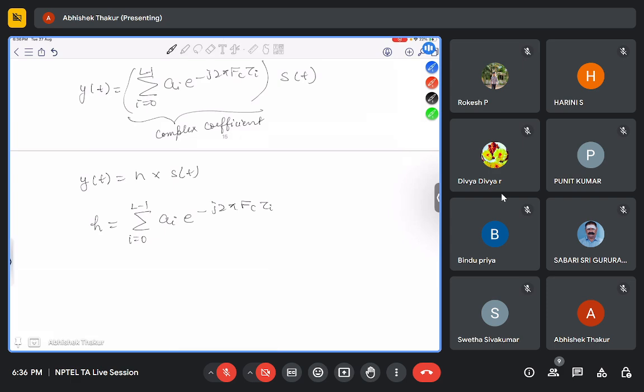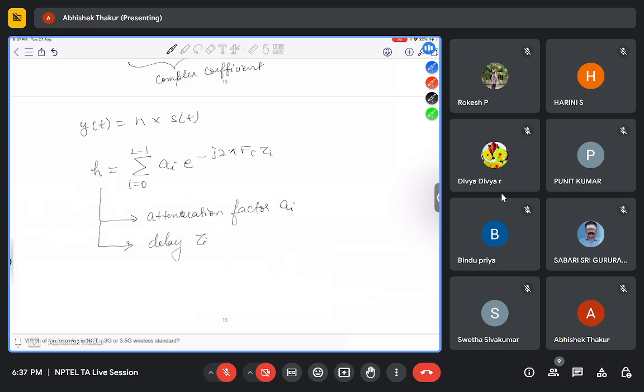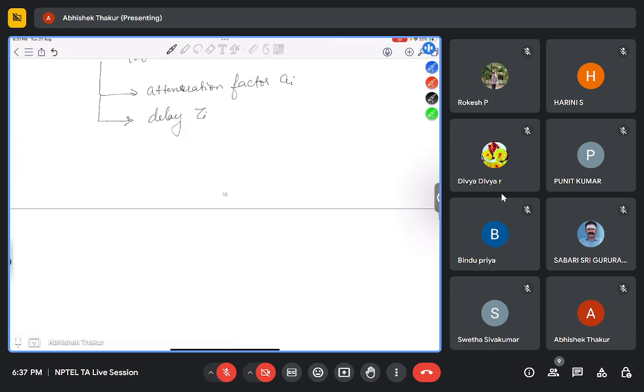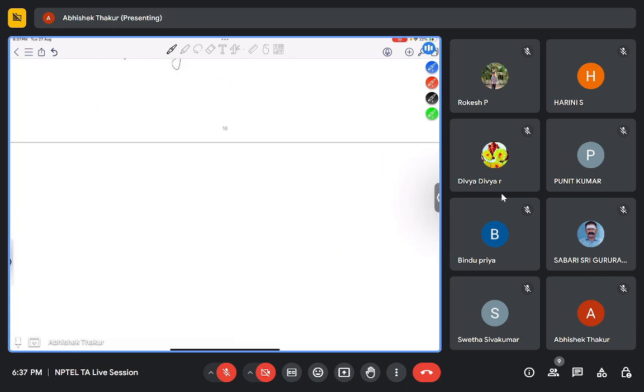So this h depends on the attenuation factor a_i and the delay tau_i. So sometimes when signals are coming non line of sight, it can be a constructive or destructive interference. Like the interference can be constructive or destructive.